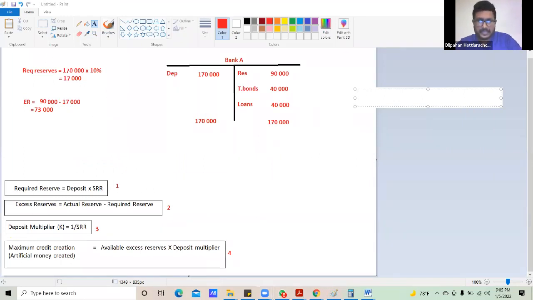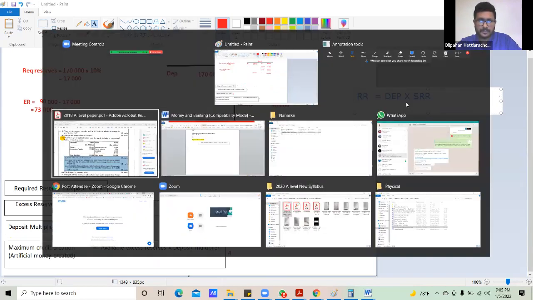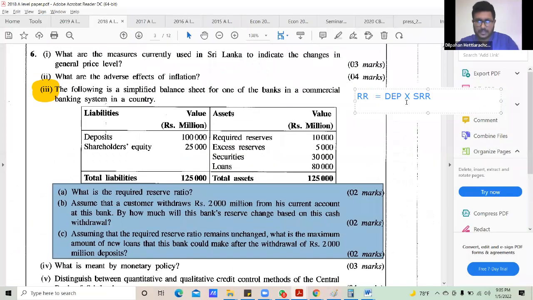I will write the equation once again. RR, required reserves, equals deposits into SRR. So required reserves, is it available? Yes. How much? 10,000. Equals deposits, do we have it? Yes. How much? 100,000 into SRR. Right. So then it's maths.